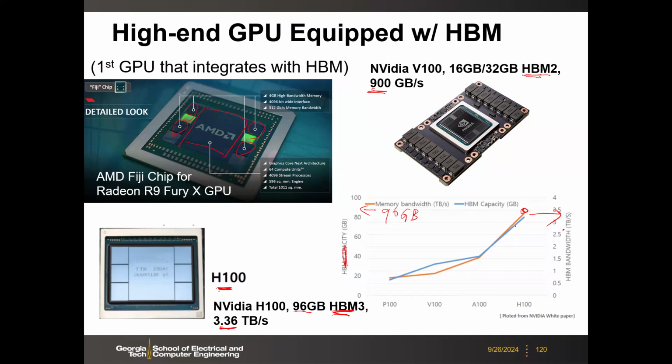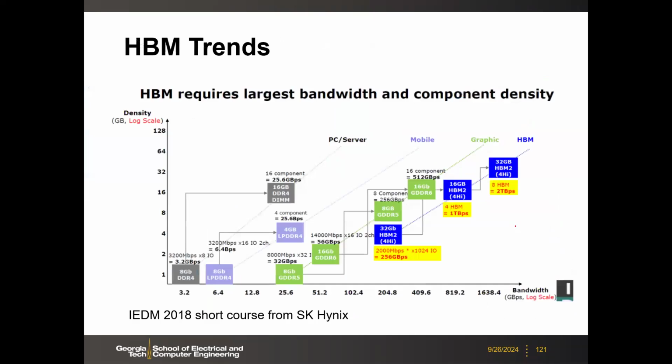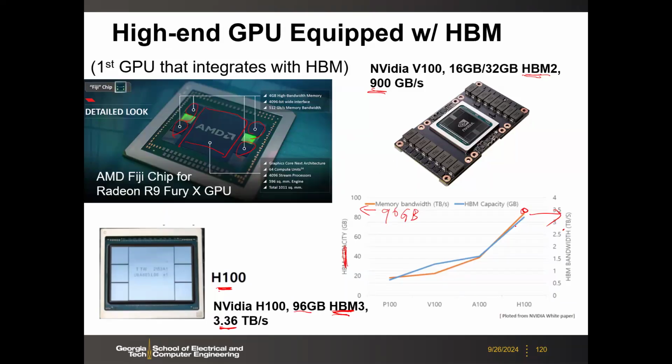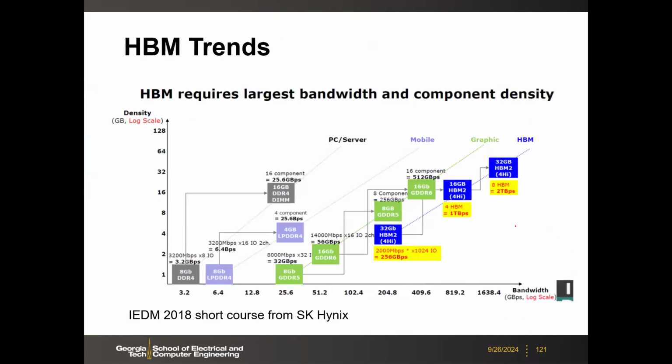So any questions here? In the HBM generations, what exactly is changing? Like, let's say if we go from 1 to 2 to 3.